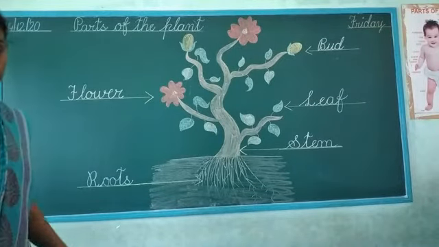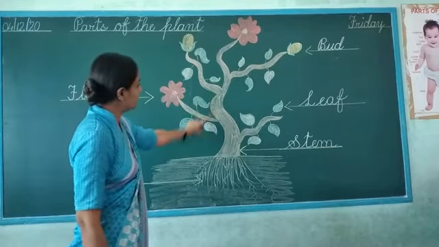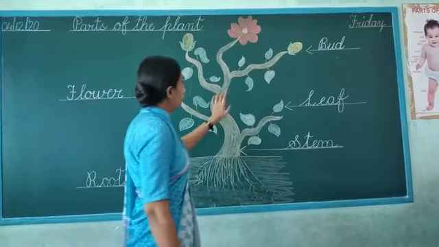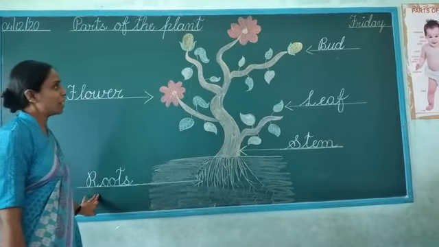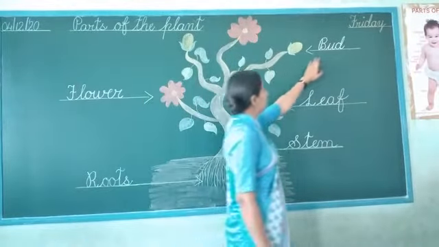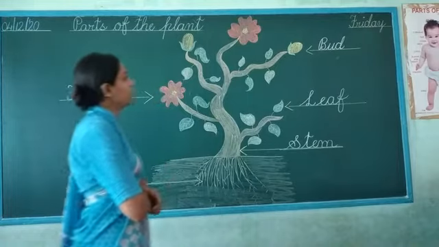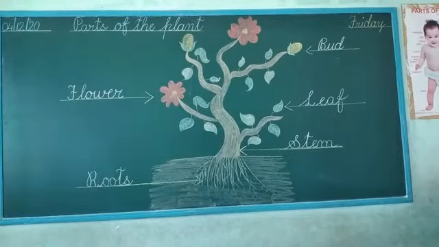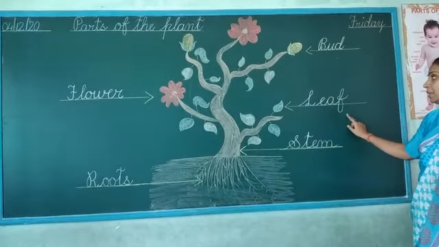Let's repeat again. This is the plant, and these all are parts of the plant. First part, bud. B-U-D, bud. Next, leaf. L E A F, leaf.